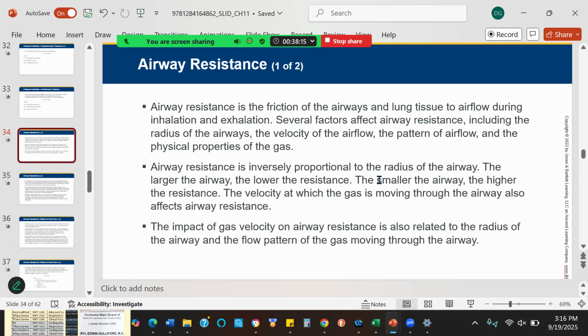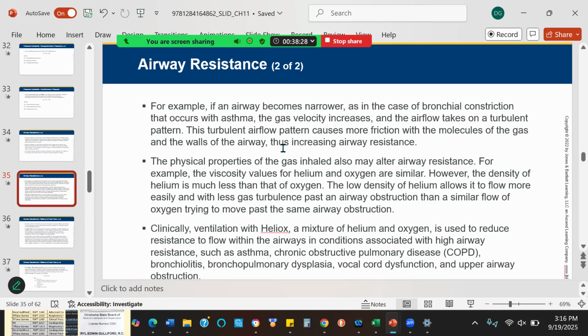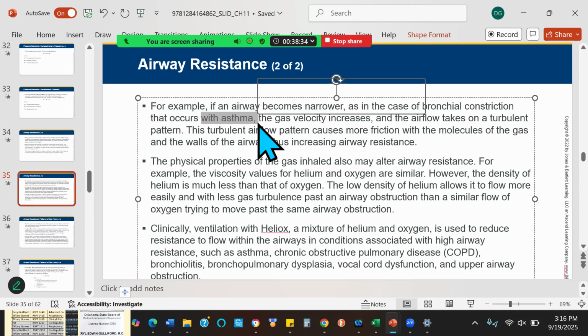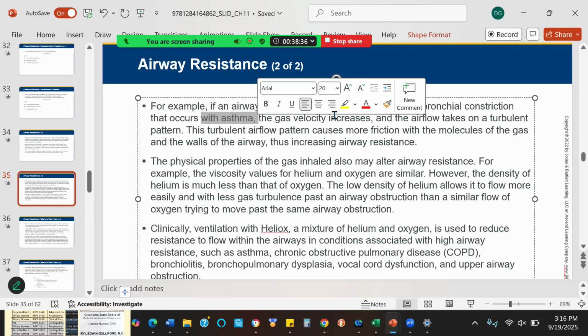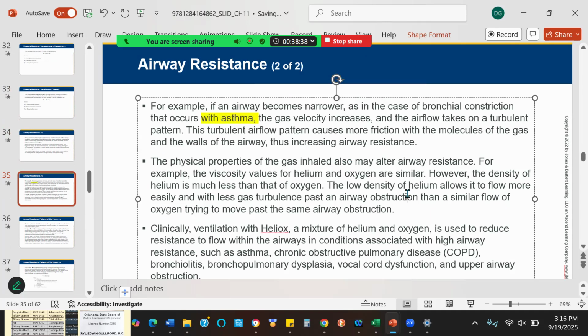Airway resistance, friction of the airways and lung tissue to airflow. How much resistance is there to the flow of gas? In asthma, there is a great increase in airway resistance because the airways are narrowed in bronchospasm. There we go. I knew they were going to use the asthma example here, and it certainly is the most relevant one too. We use something called Heliox.